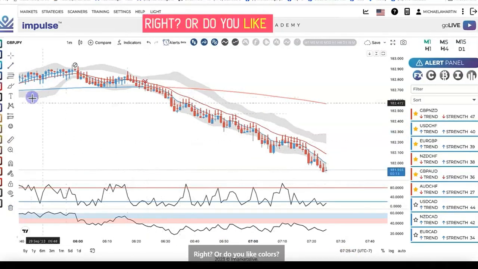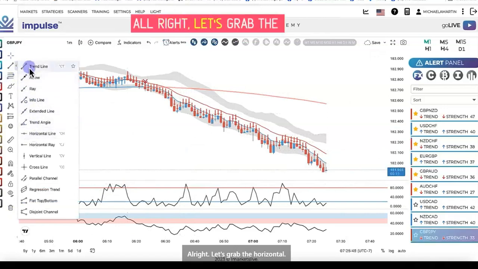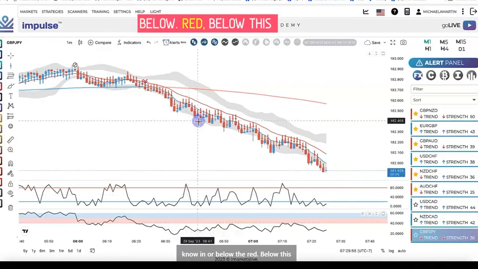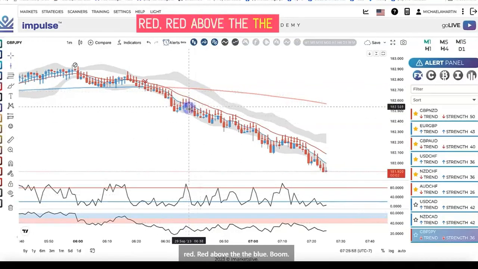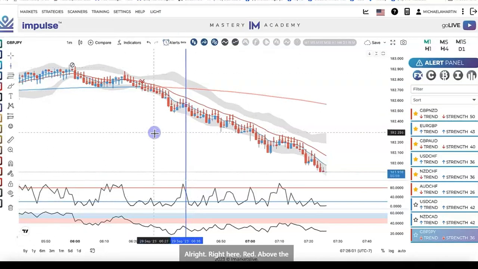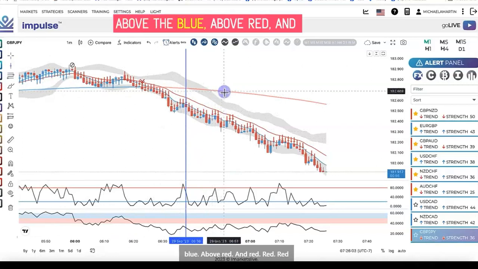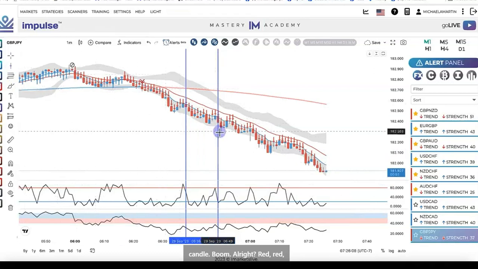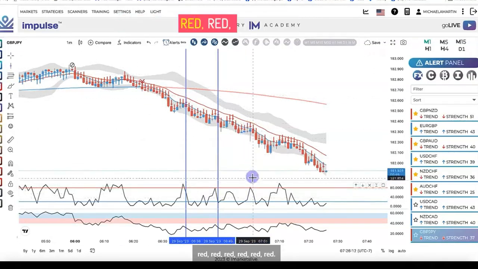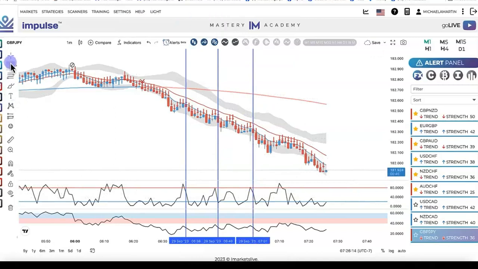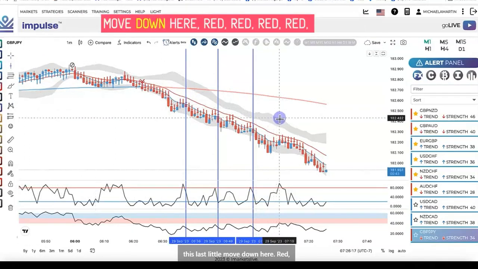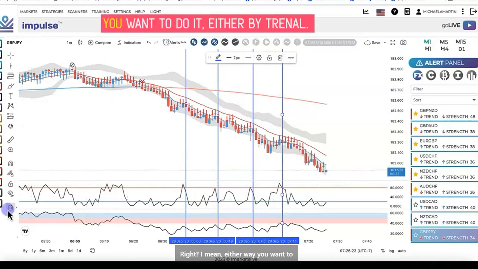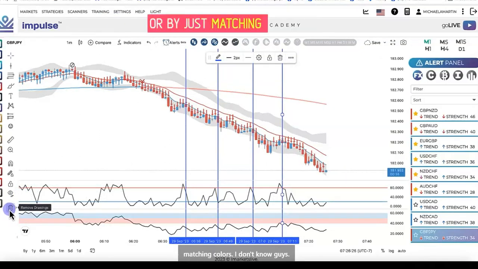Right? Or do you like colors? Let's grab the vertical. In the red, in or below the red, below this red, red above the blue, boom. Right here, red above the blue, above red, in red, red candle, boom. Red, red, red, red. And then even over here for this last little move down, red, red, red, boom. Either way you want to do it, either by trend line or by just matching colors.